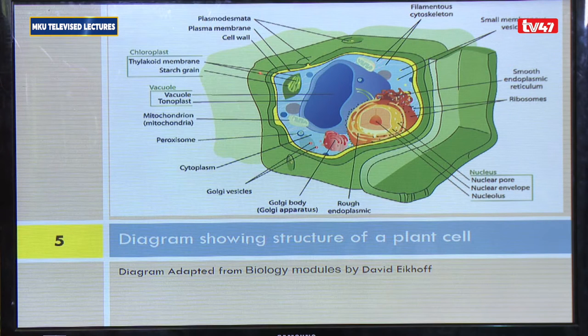And then after the cell membrane, we now have the cell wall. So we have the cell wall that is basically made up of cellulose in addition to other polysaccharides.